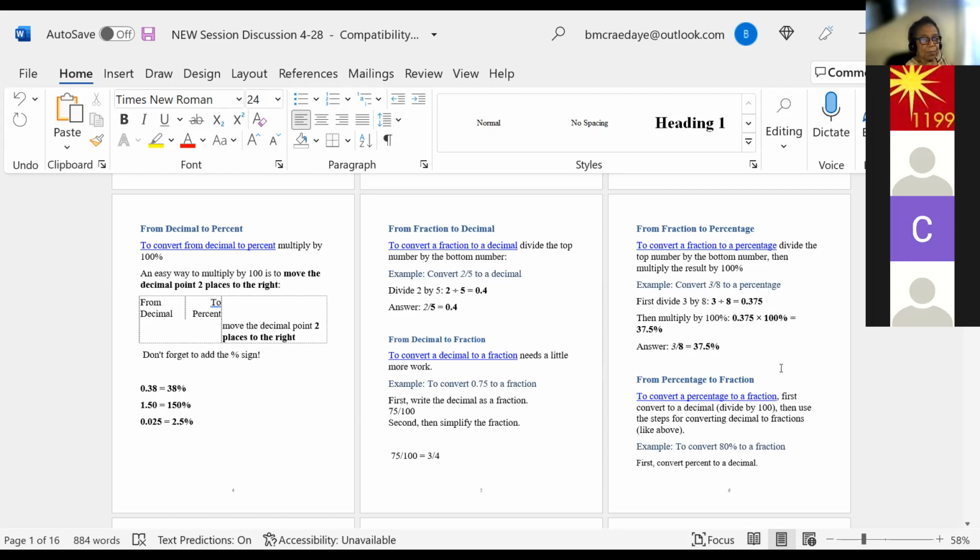Questions so far? Percentage to fraction.